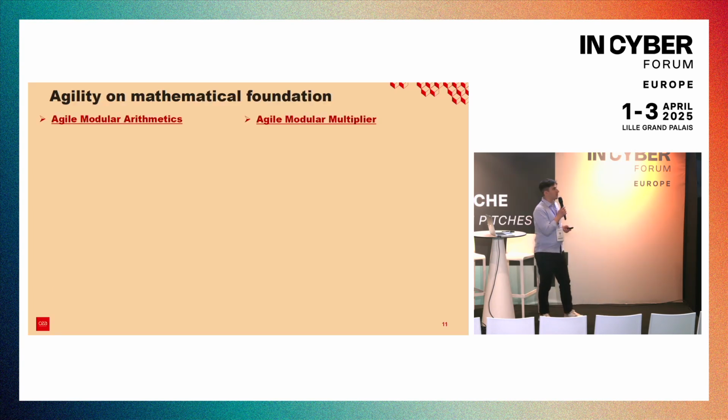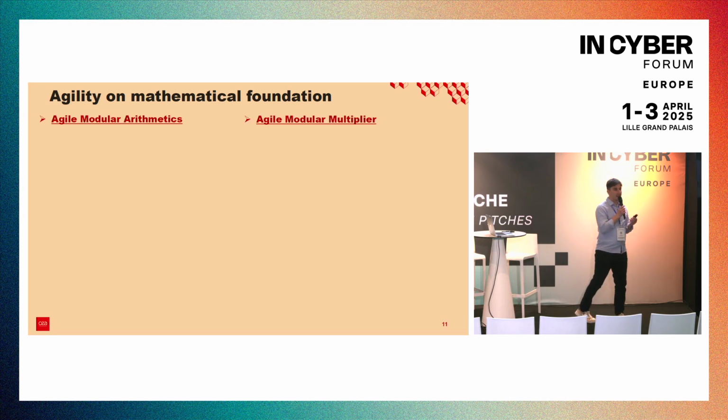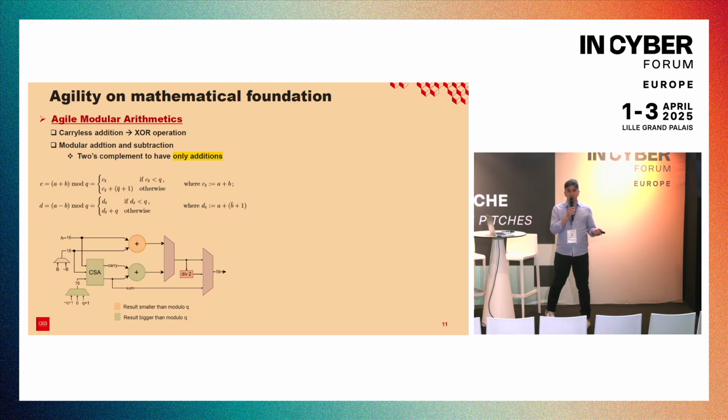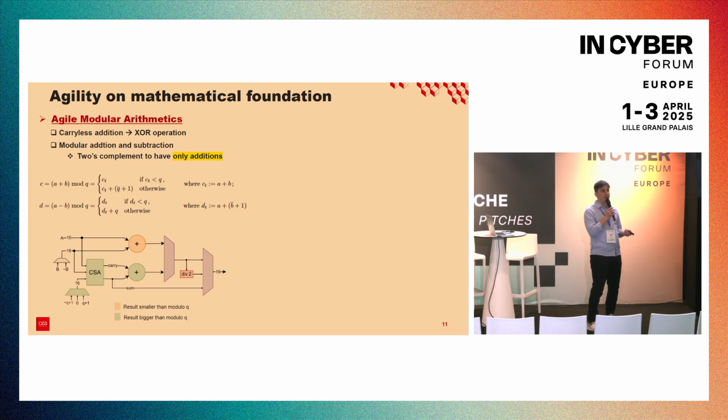We proposed two hardware elements: the Agile modular arithmetic unit and the Agile modular multiplier. The first one allows us to manage the carryless addition and the modular operation. Our idea is to perform the modular operation using just addition, exploiting the two's complement representation.